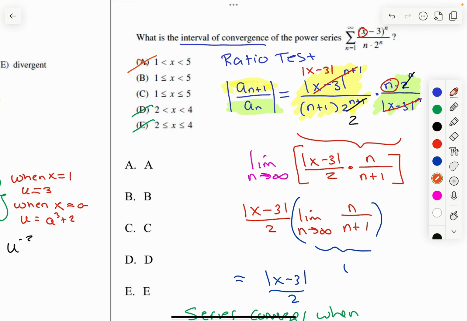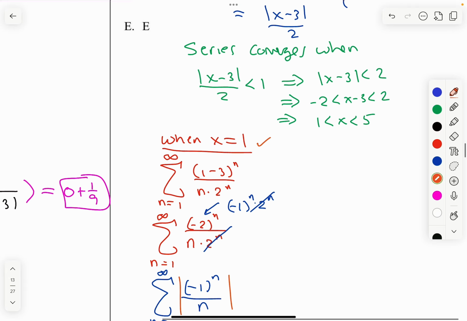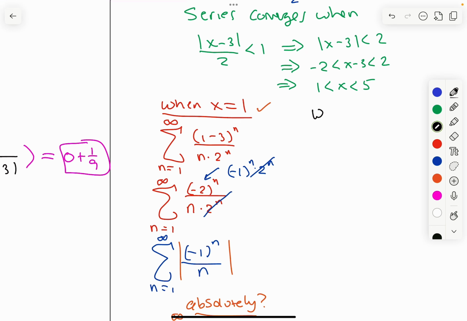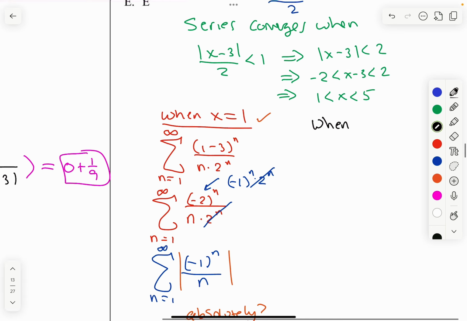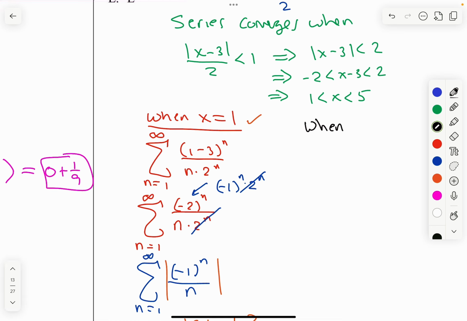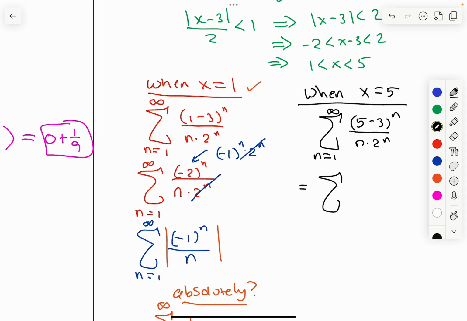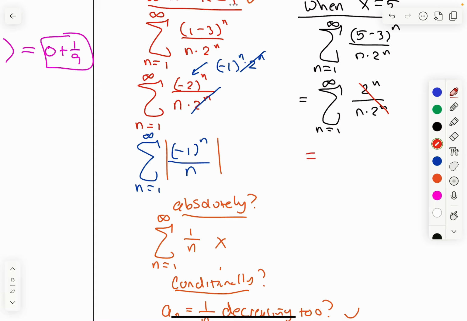So that means we don't want that one. And then we just have to check 5. So this problem, they're making you work for it. If you're time limited, if you get to at least this part, you have a 1 in 3 chance when you guess. But when x equals 5, what happens is you get 5 minus 3, which equals 2 to the n over n times 2 to the n. And in the end that gives you this.